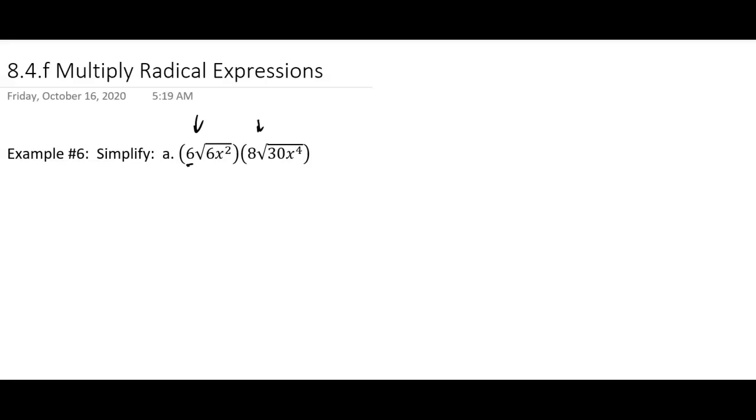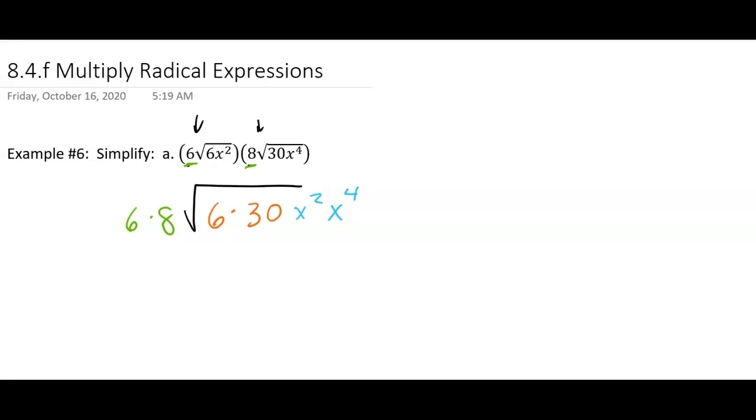I was trying to show you maybe what I think is a simpler way, but okay, so multiplying the 6 times the 8, we'll do that in green, 6 times 8, and then we're going to have the square root of, I try to make this easier for you to see, the square root of, and you're going to have 6 times the 30, and then you're also going to have the x squared times the x to the 4th.